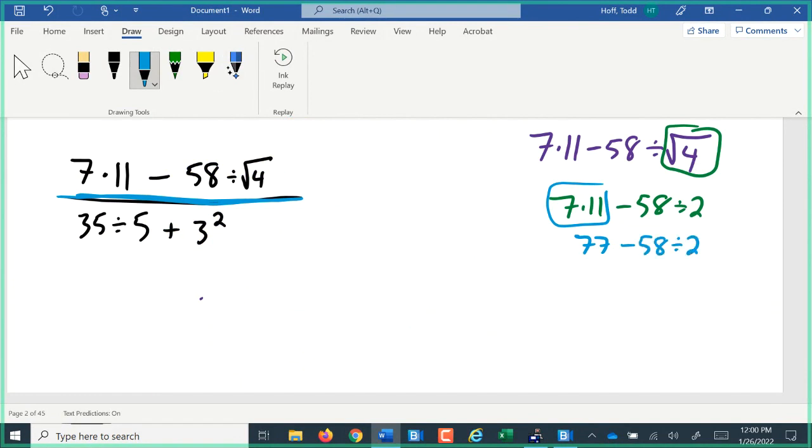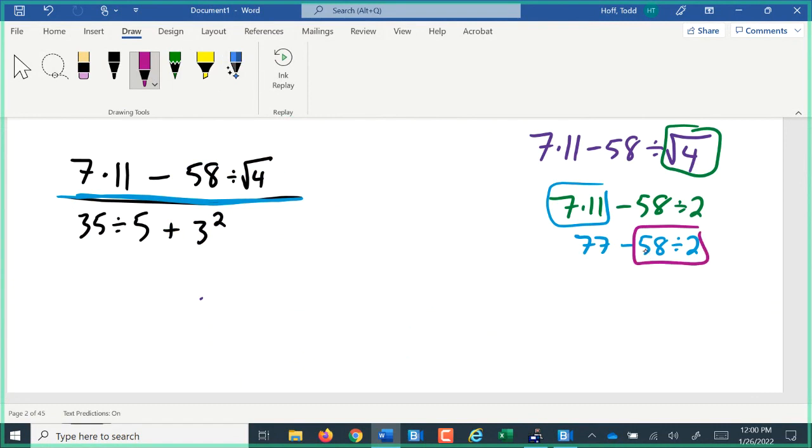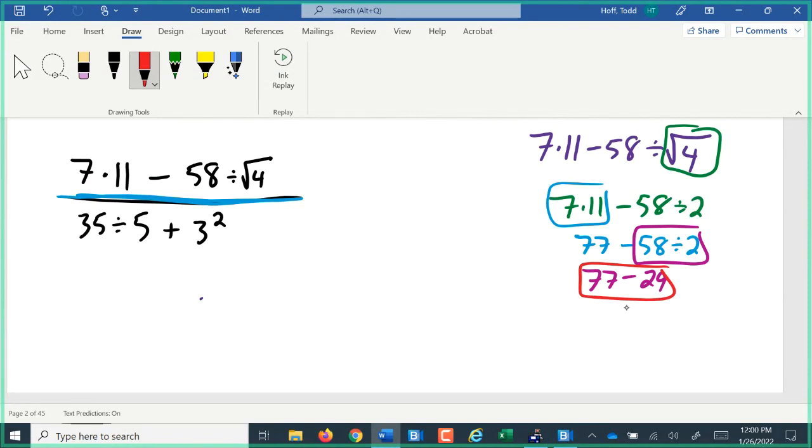Now this is another case where we could have done the division in the same step because they're separated by a minus. I just didn't do it this time. 58 divided by 2 is 29. And we have 77 minus 29. 48. The top of that reduces to 48.